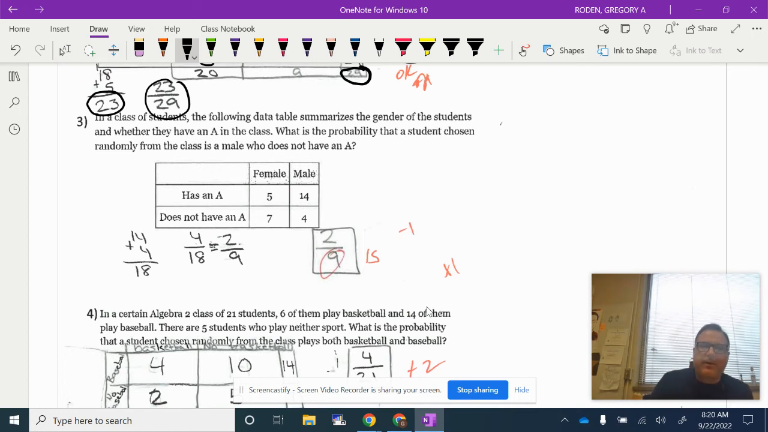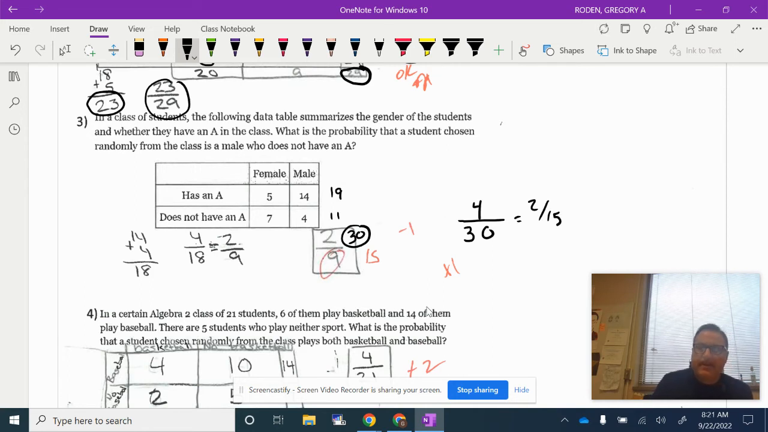So this should be 30. This denominator here should be 30. And the reason why is if you add straight across here, 5 plus 14 gives you 19 here. And then 7 plus 4 gives you 11. And then 19 plus 11 equals 30. So it's going to be out of 30. So this student made it, that should have been out of 30. And then, now how many male? The male ones are going to be 4. So it should be 4 out of 30, which reduces to 2/15.